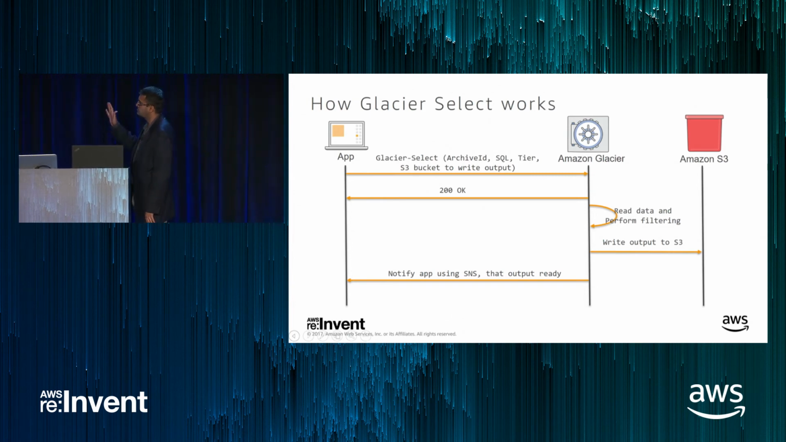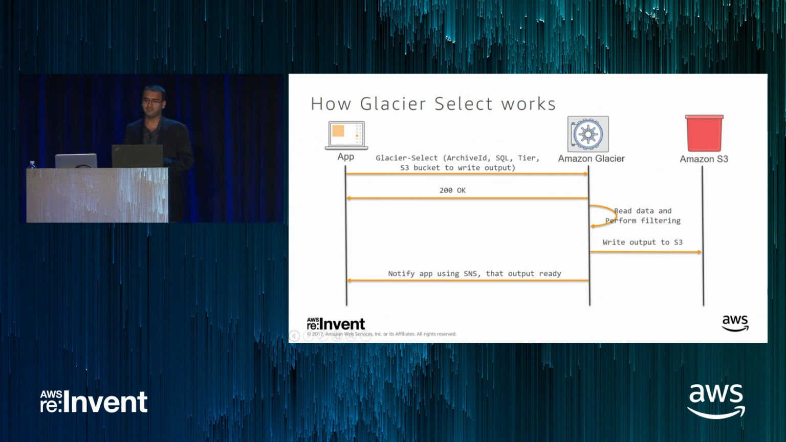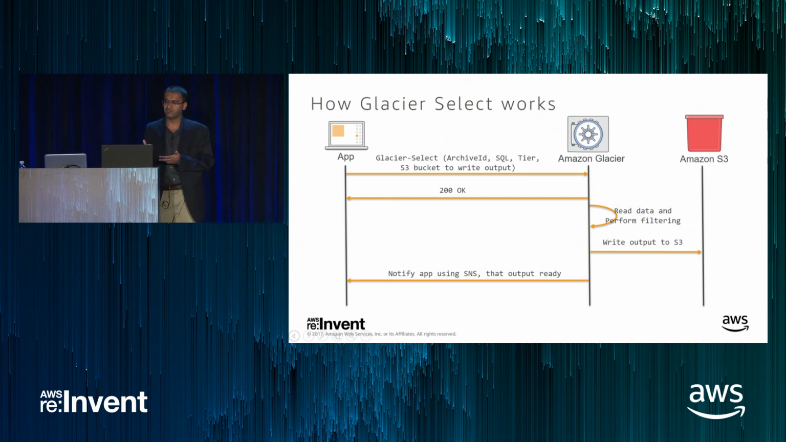This slide shows you the flow of messages between your application, Glacier, and S3. So your application can call the Glacier Select APIs with an archive ID, the SQL query, and the tier, and also an S3 bucket to write the output.